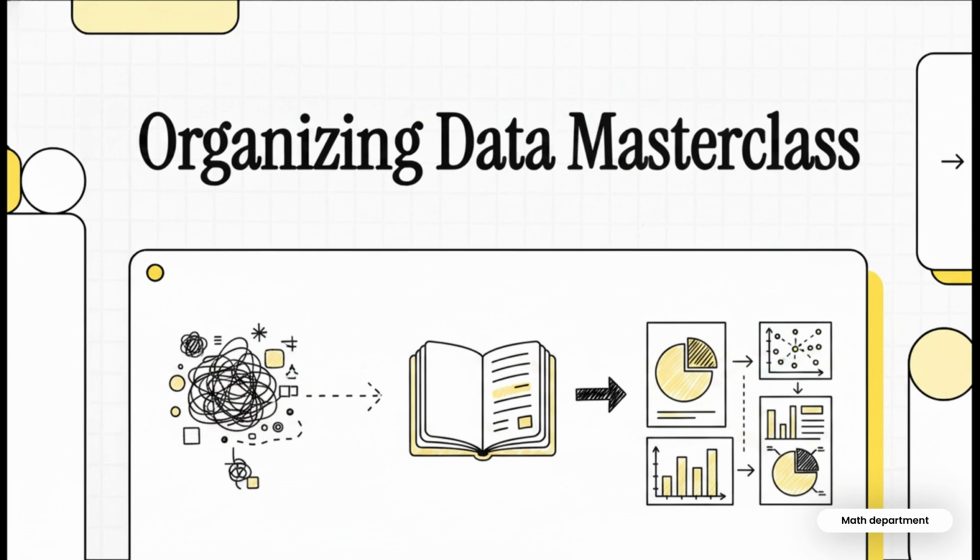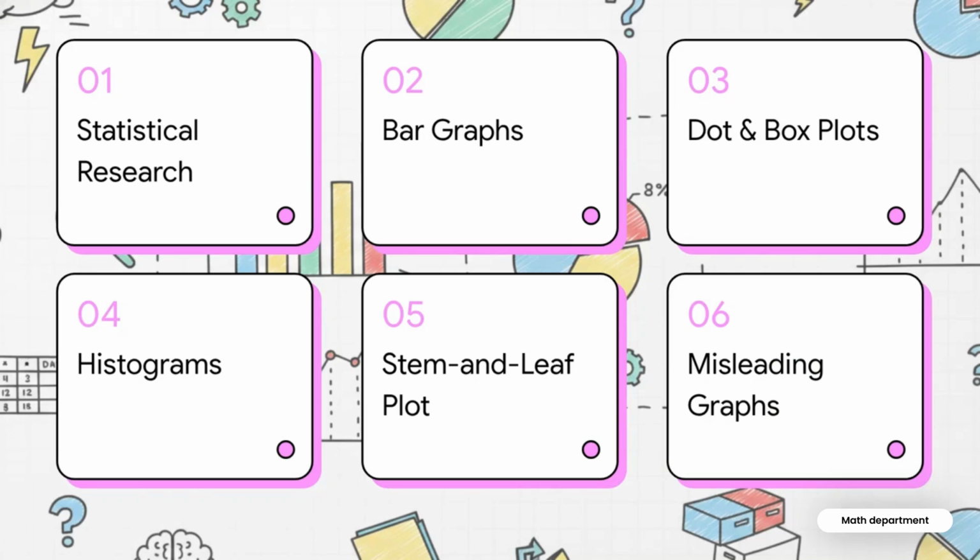Let's get into it. All right, here's our quick roadmap for today. We've got 6 key areas: steps of statistical research, bar graphs, dot and box plots, histograms, the stem and leaf plot, and finally, how to spot misleading graphs.